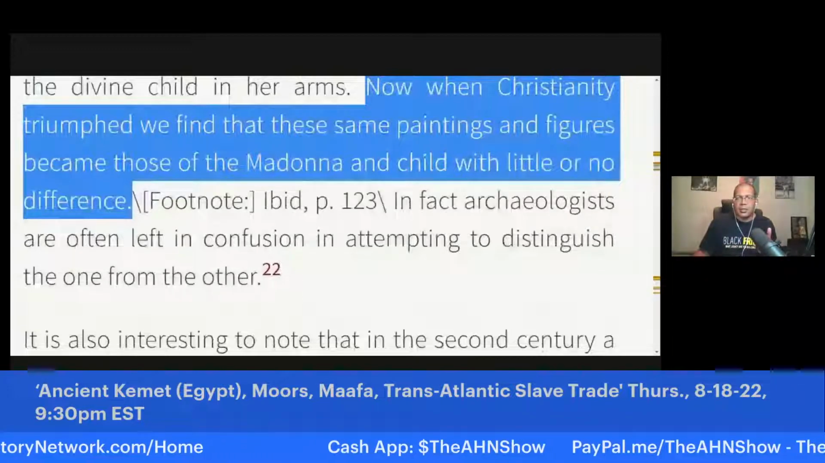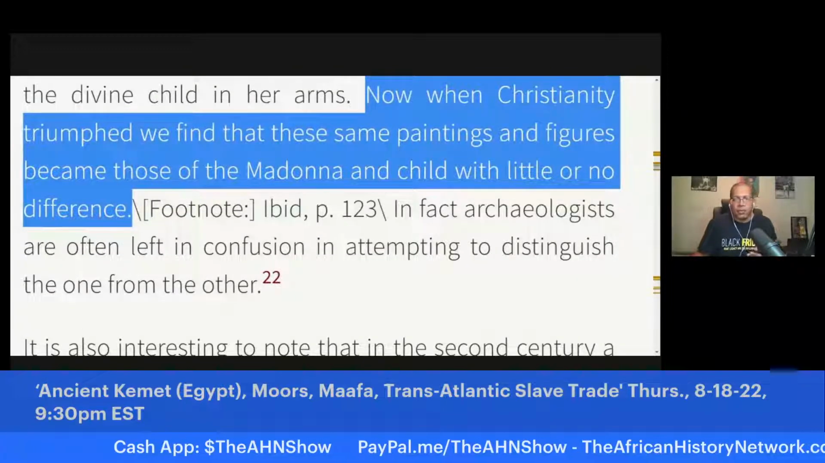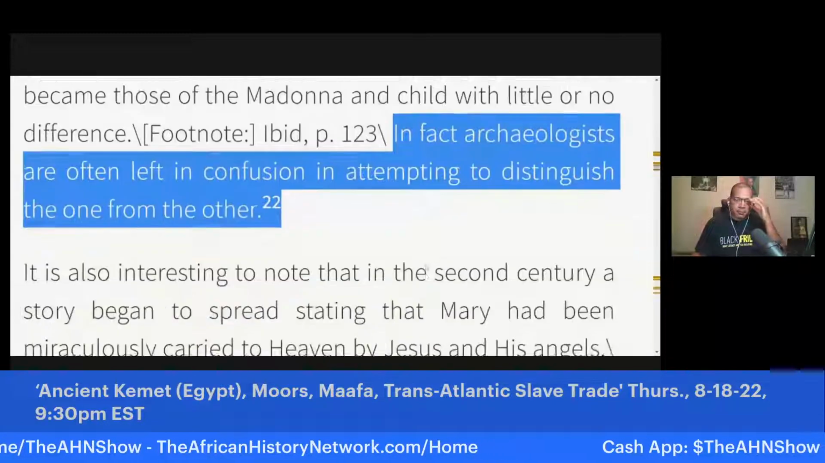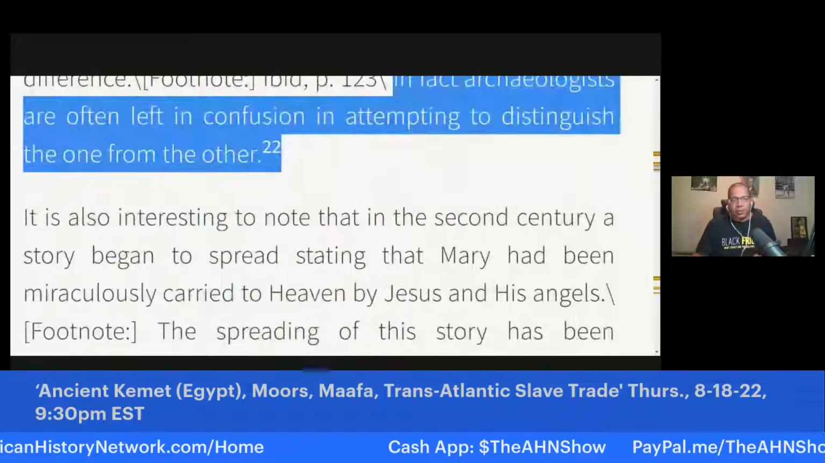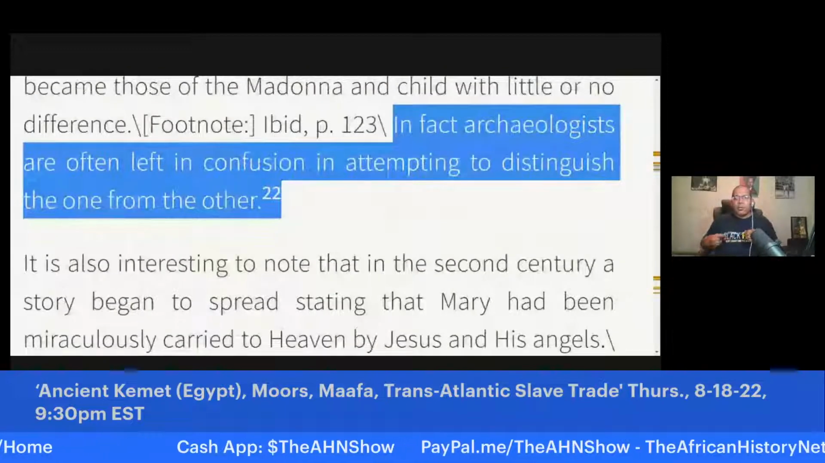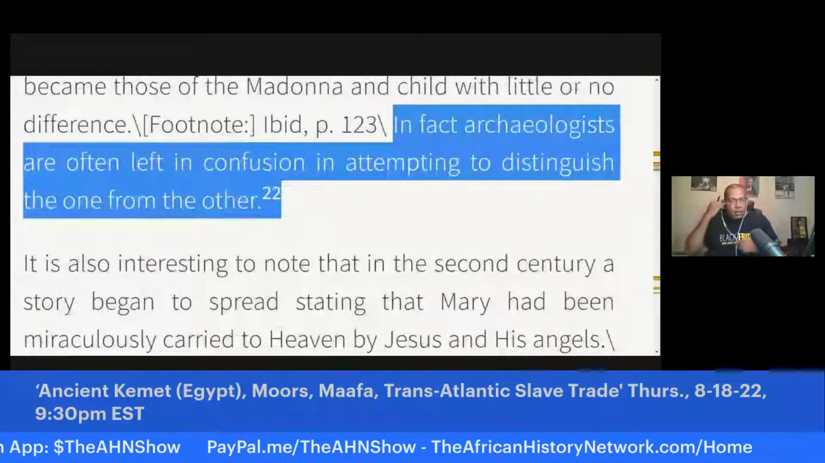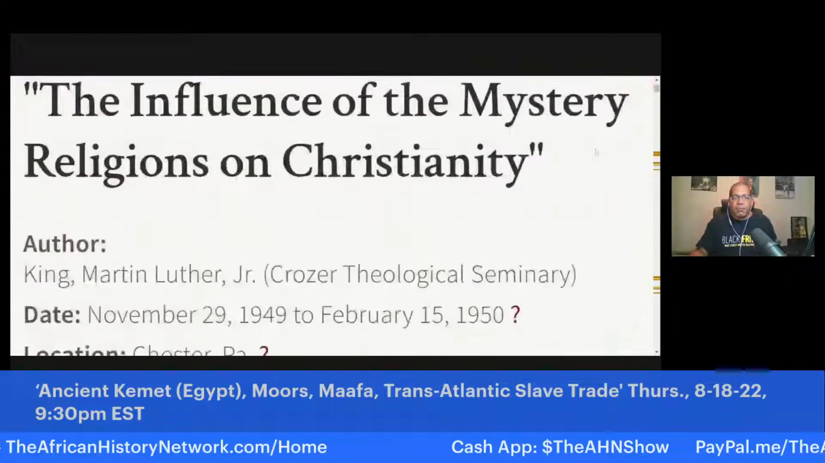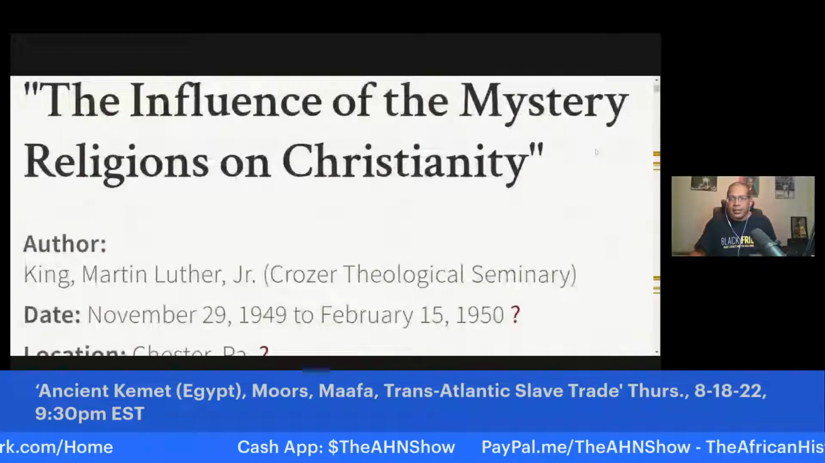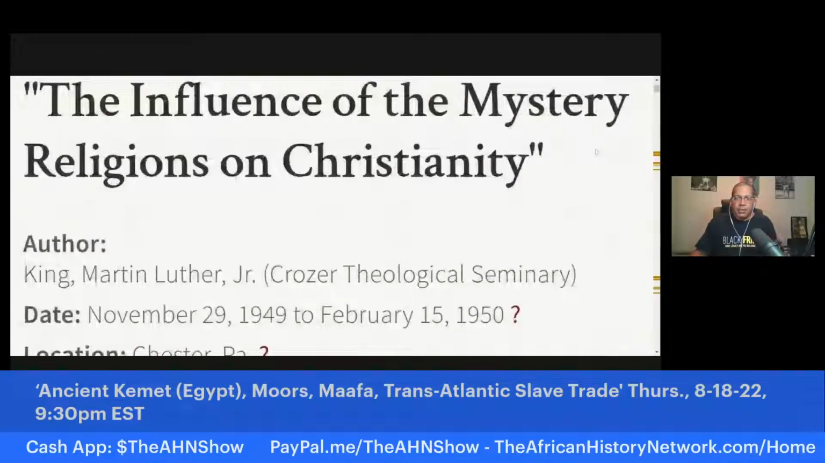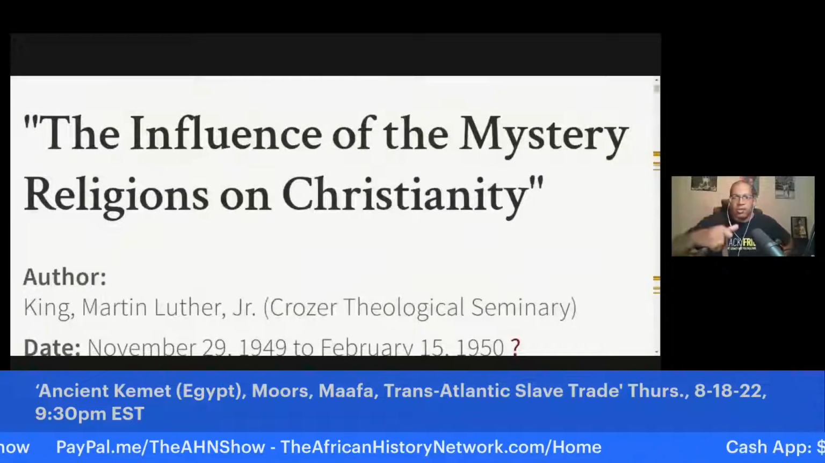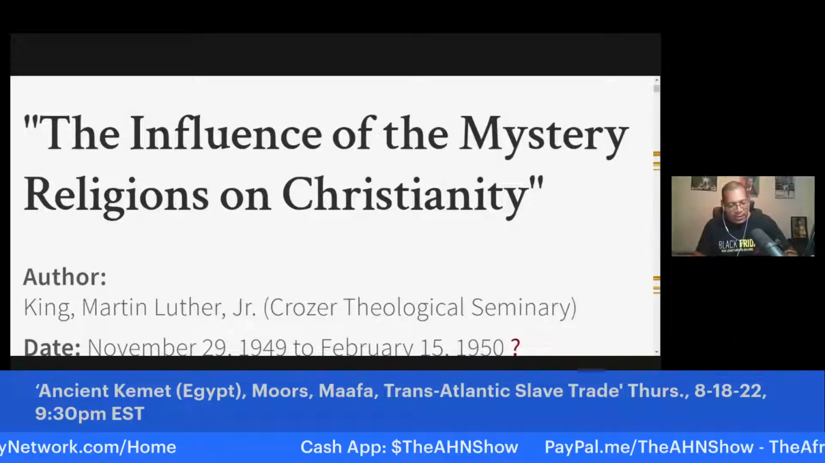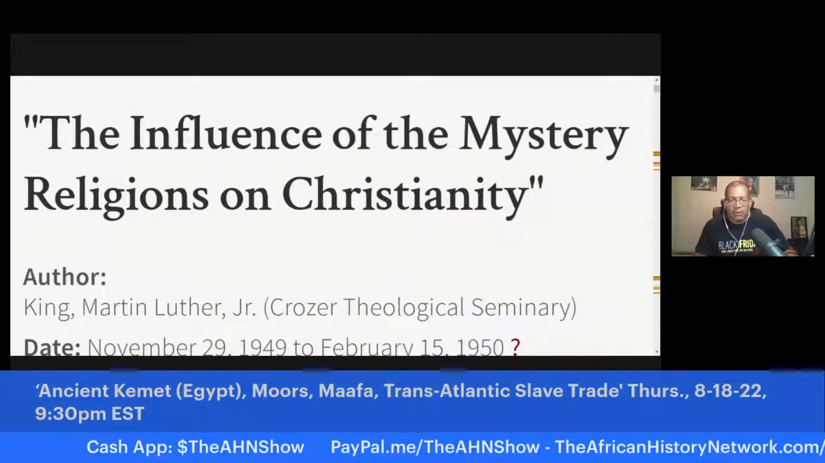In fact, archaeologists are often left in confusion in attempting to distinguish the one from the other. Well, the way you distinguish one from the other is the white ones are the ones Europeans created. That's how you distinguish them, because Europeans were worshiping African people, and a lot of their deities were African. When you study Greek mythology, it tells you that Zeus, the king of the gods, came from Ethiopia.